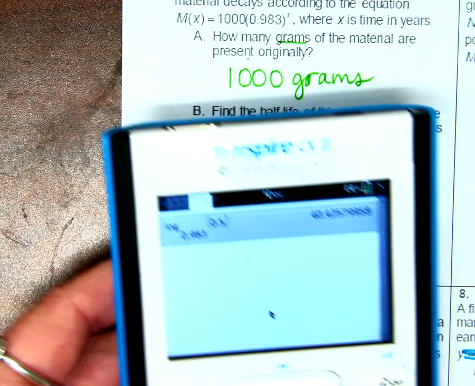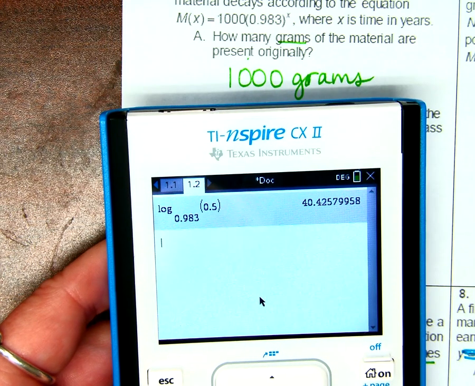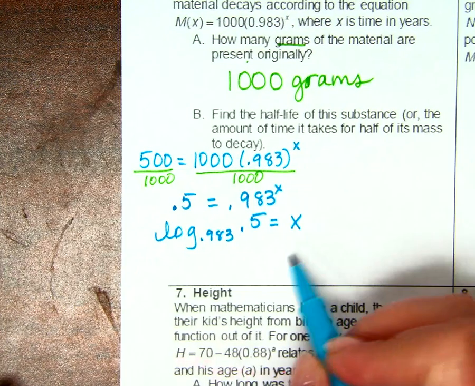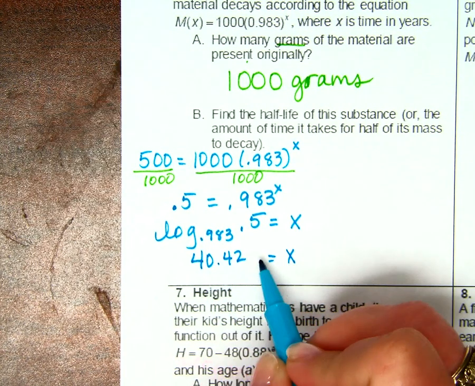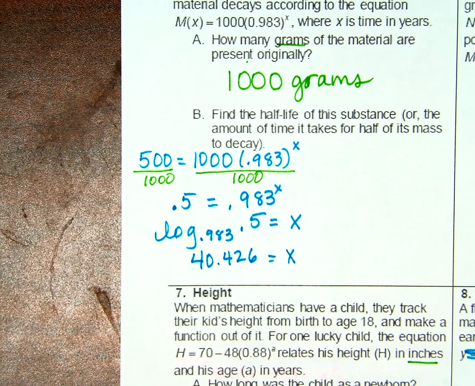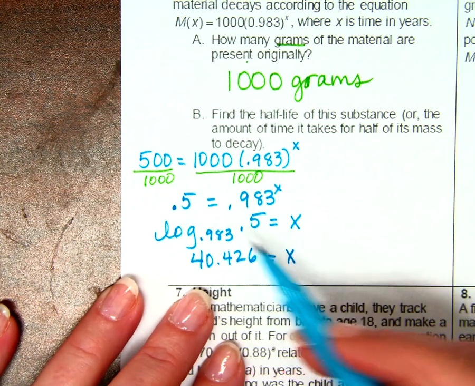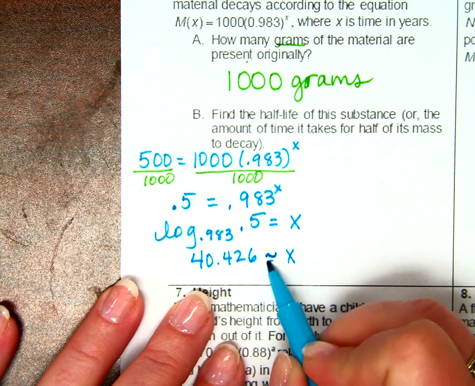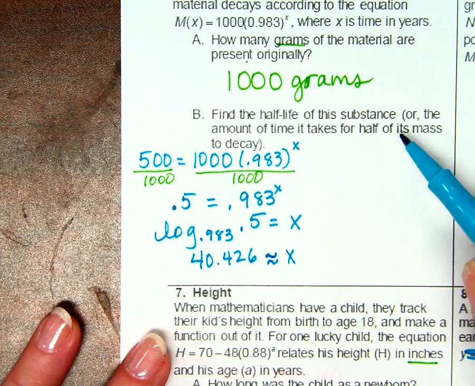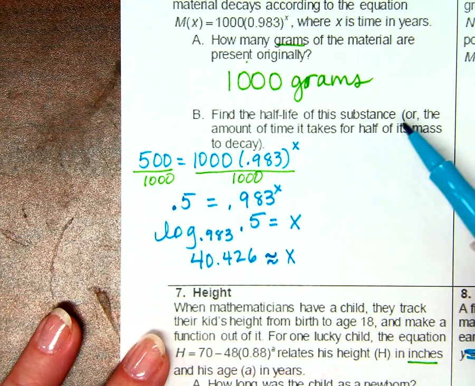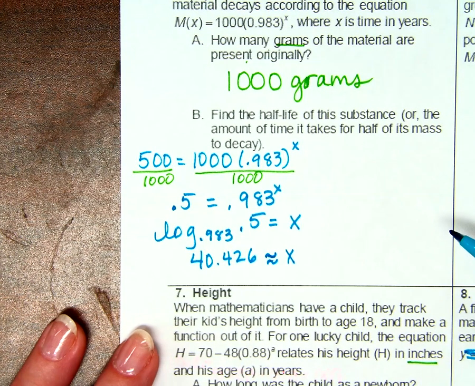So what are we going to write as our answer? So x equals 40.426, it would be, right, if we rounded it. But that answers the equation, right? And if we want to get really technical, it's just approximately because we did round, right? Now let's answer the question. Find the half-life of this substance. What are we going to write as our answer?